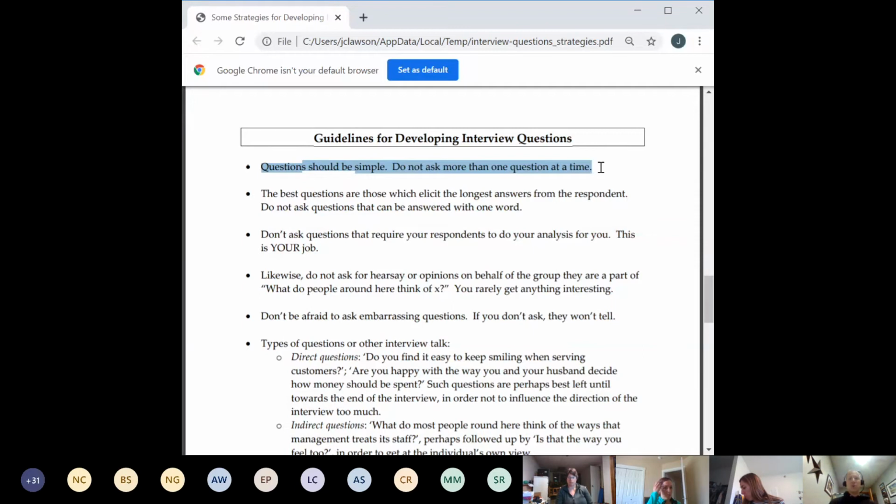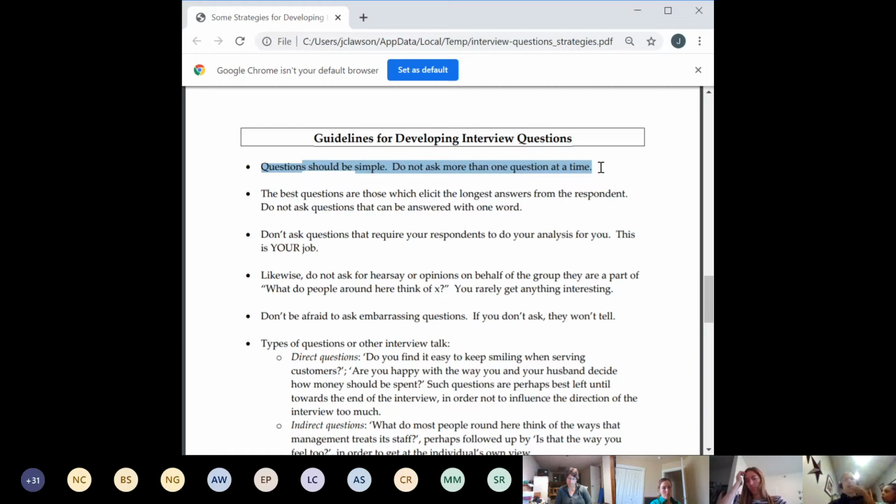The best questions are those which elicit the longest answers. So you don't want a closed-ended question like, how did that make you feel? Happy. How did that make you feel? Sad. Did you do this? No. Did you do that? Yes. So open that question up a little bit. Tell me about your experiences with... That's going to open up the question and elicit a longer response, more than just one word.